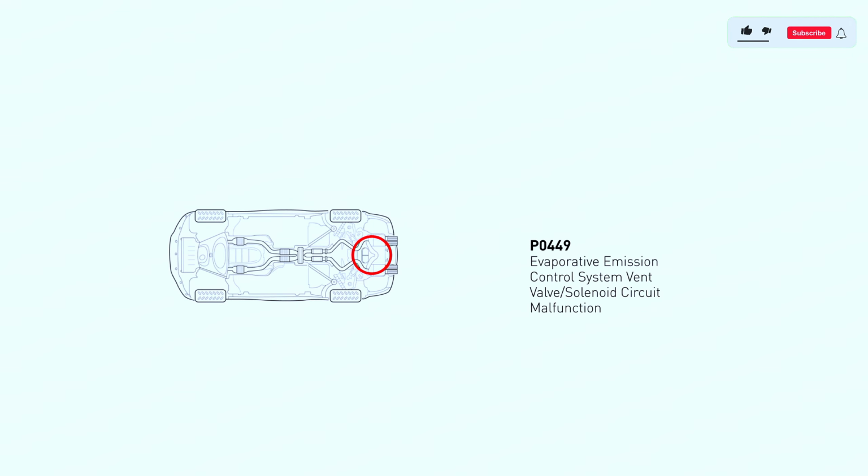First things first, let's talk about what the P0449 code actually means. This code indicates that there's an issue with the vent valve or solenoid circuit in your vehicle's evaporative emission system. The vent valve is responsible for allowing fresh air into the EVAP system, which helps control emissions by preventing fuel vapors from escaping into the atmosphere.